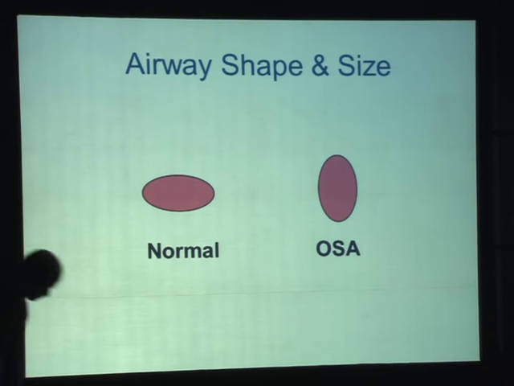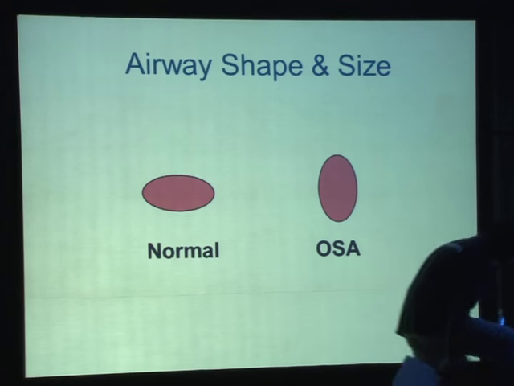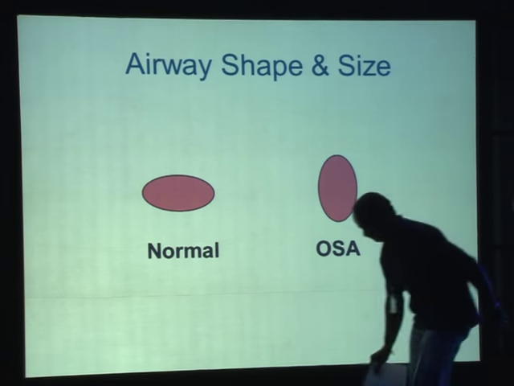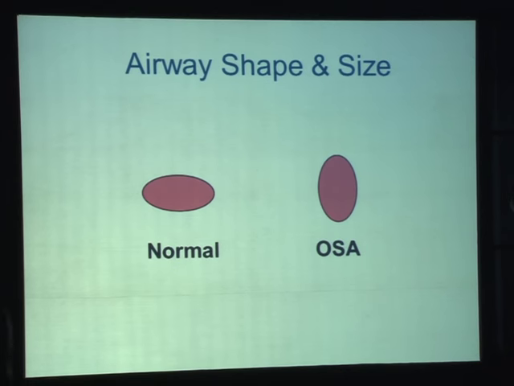The thinking for many years was that individuals with sleep apnea had an airway which was orientated like that, so the longest dimension was the AP dimension. Given that lateral collapse is a very common occurrence in people with sleep apnea, they were more susceptible to lateral pharyngeal collapse because of their airway shape.